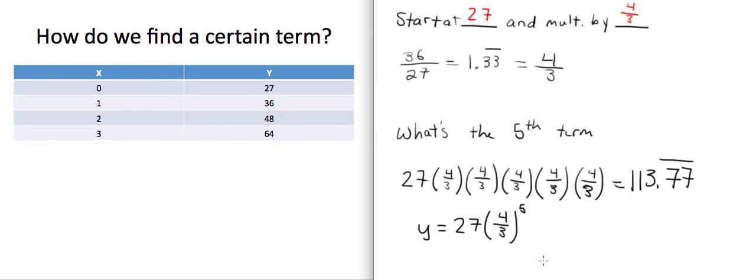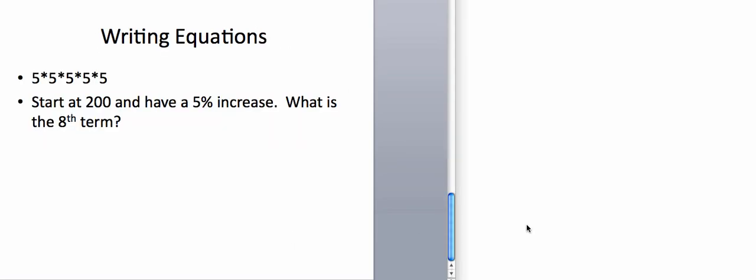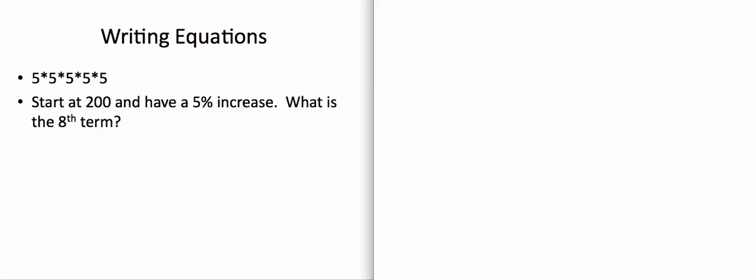To type that into your calculator, that would be the caret button, the thing that looks like a roof, and then 5. So in your calculator, this is what it would look like: 27, parentheses 4 divided by 3, caret 5, and we would still end up with 113.77 repeating.